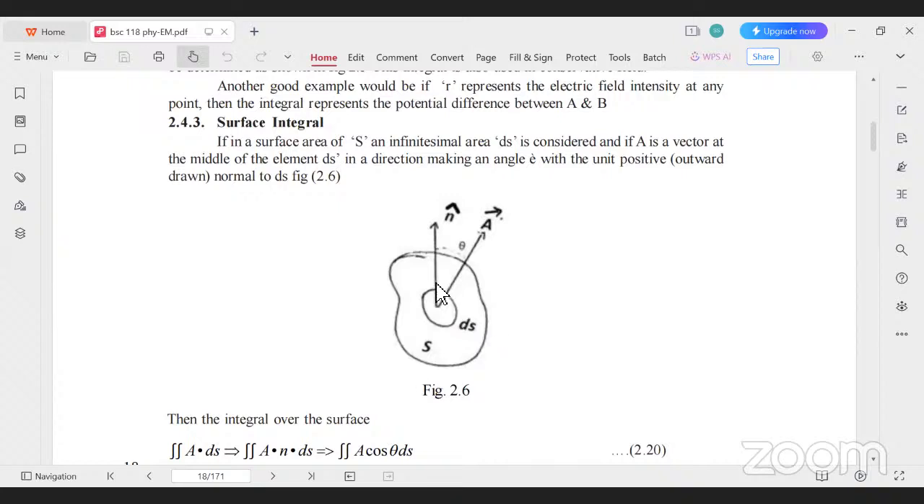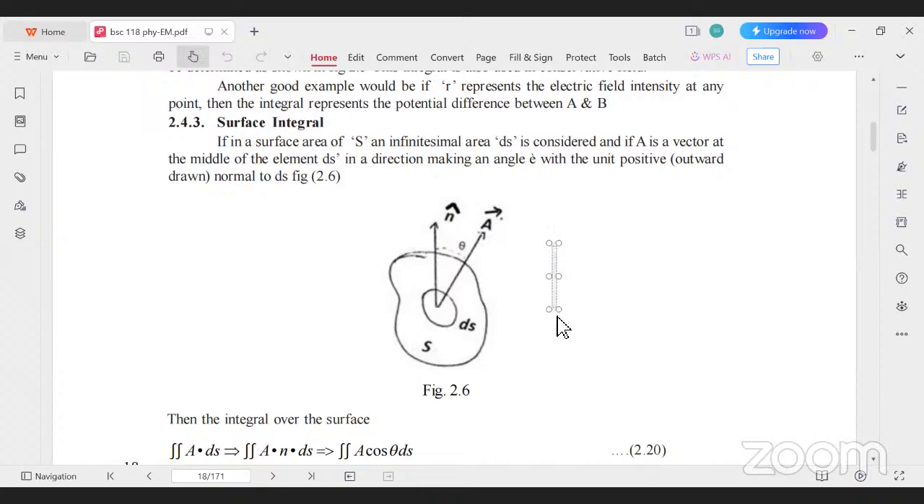In that surface, I'm taking one single point, pointing out some position of this, and I'm able to find out the area ds. Here I've taken this surface. In that surface, I'm taking an area, that is ds. Consider A is a vector, where you can find both magnitude as well as direction. Here you can find the angle theta with the unit positive outward normal. Then the integral over the surface.